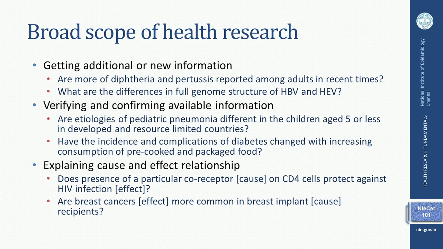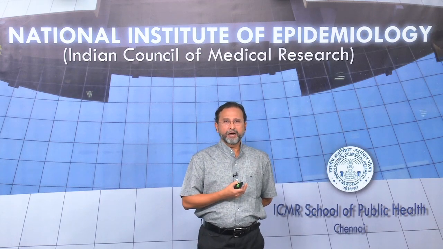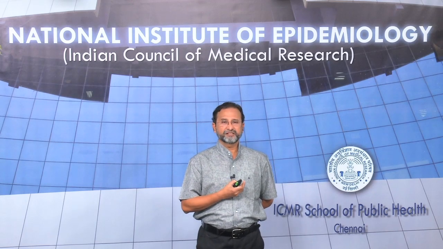Primarily, when we talk about the scope of health research or the objectives of health research, they could be many. For example, most of the times when we think of research, we think of something like creating new information, but the objective could be creating totally new information, but we sometimes also get additional information on something which already exists. Say for example, are more diphtheria and pertussis cases reported among adults in the recent times? We used to know that these were the diseases of childhood earlier, but now it has been seen that in some rare instances, the cases in adults are also getting reported. So, we need to figure out why this is happening and where it is happening.